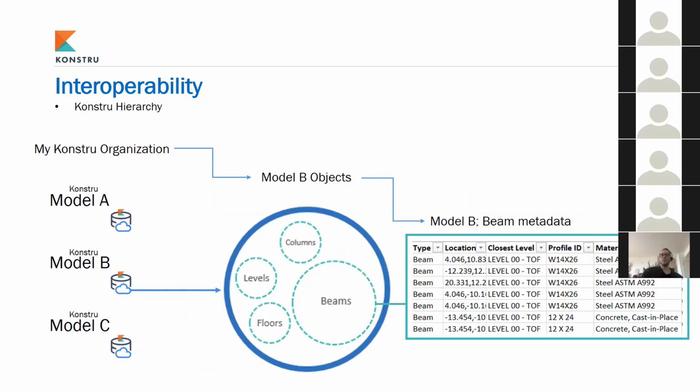Within each subset, take for example a column, a level, or beams, as we have diagrammed here, there's a series of metadata attached to it, which is represented in tabular form, very similar to an Excel sheet. And that goes across any sort of translation when you're using Konstru. That's how all the data gets stored when using Konstru, regardless of which platform you're going in or out of.